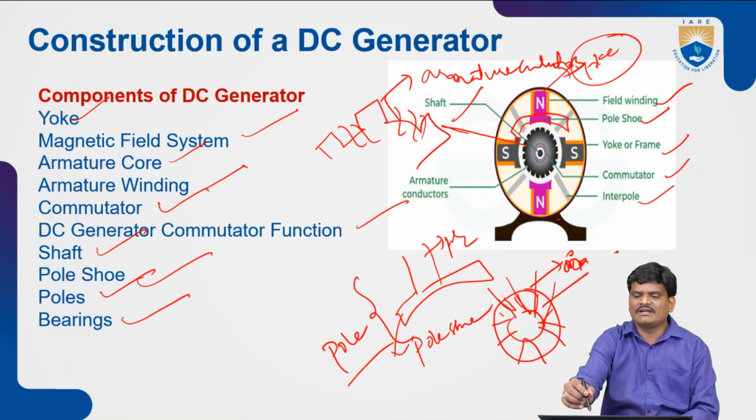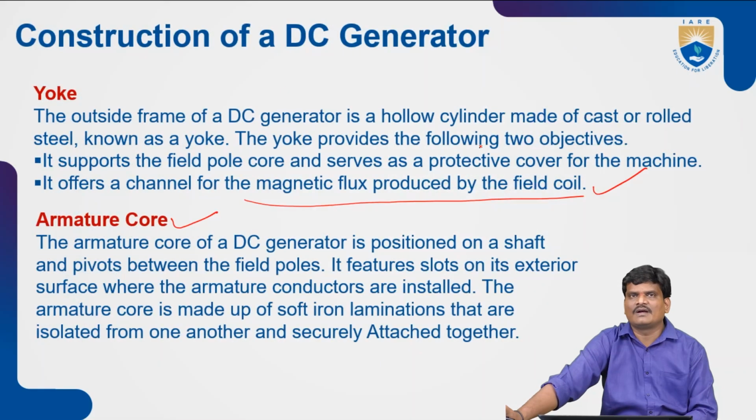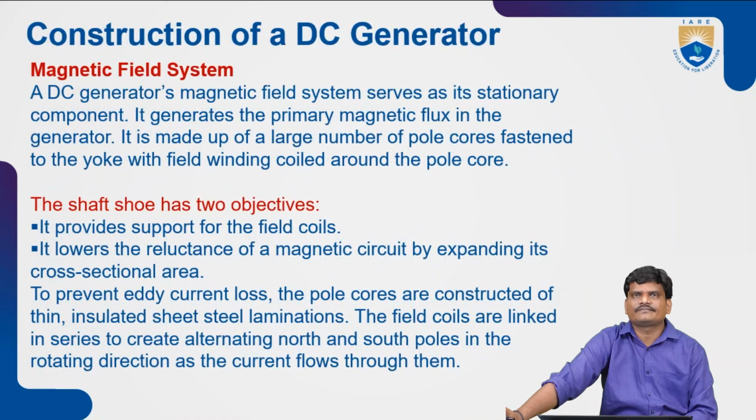And this is how the magnetic field is produced here. And what is the number of poles formed due to the magnetic field created? There are 4 poles: North Pole, South Pole, North Pole and South Pole. So this is regarding the magnetic field system.